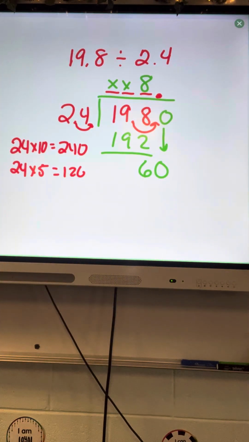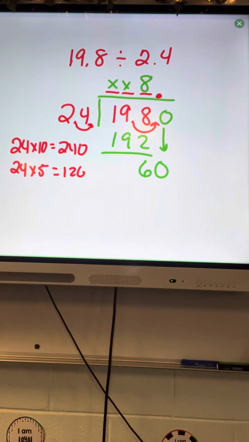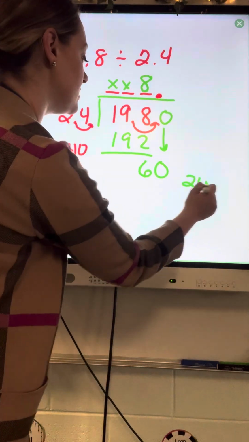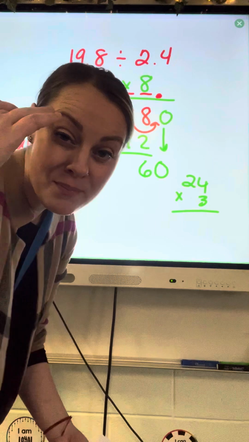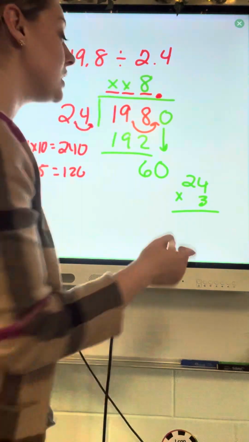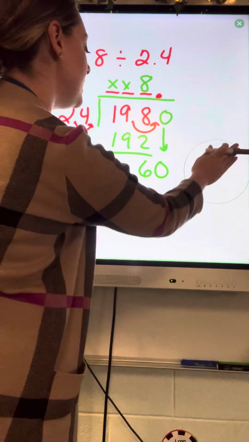24 going into 60. Well, this is going to be close to 1. So 24 times, I would have guessed times 3. That's what I did when I first did it. I did times 3. Not that I don't know how to multiply, but I put my mind in the mindset of a 6th grade student. So I did times 3, and then it was too big. So it ended up being times 2.